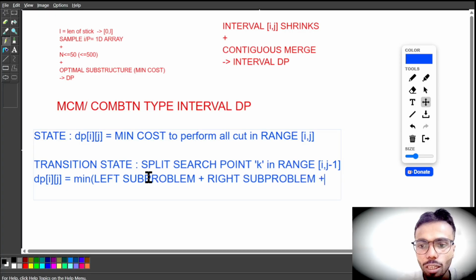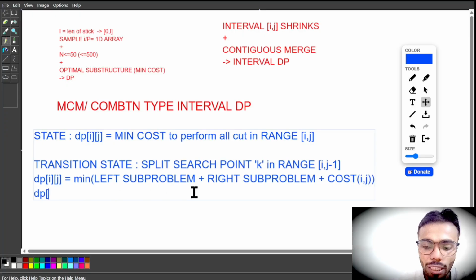And basically the cost, whatever cost we look for. The current cost to perform the cut at the coordinate i to j, because we already found the smaller coordinates. Now we're looking for the current coordinate. So if I look for the left subproblem, then it will be something like dp[i][k], because it goes to the interval length i to k, right?